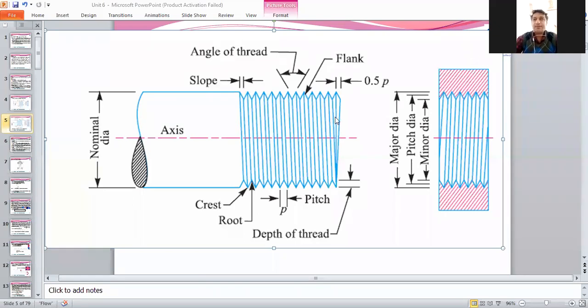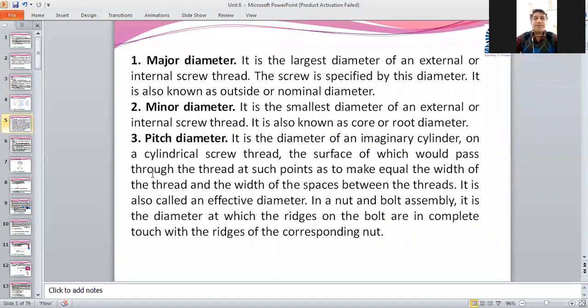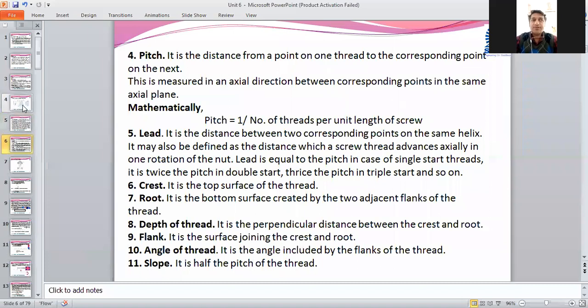Got it? Okay. Any question related to this? Let me know if you are having any question related to the terms which you are going to see. Can we move further?